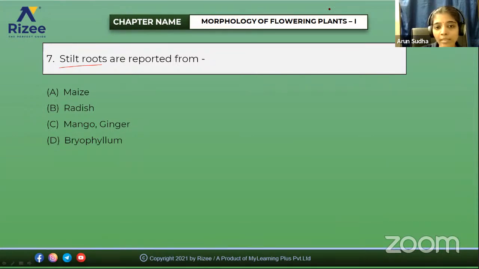Yes, it is option A. Good. So be clear with the examples also. Stilt roots are also called supporting roots, and they are present in maize and sugarcane. Also be clear with some of the important roots like prop roots, and other types of roots like foliar roots, as in Bryophyllum, where some of the leaves will have roots. Be clear with the examples of these main types of roots, because questions may come on the types of roots and examples.